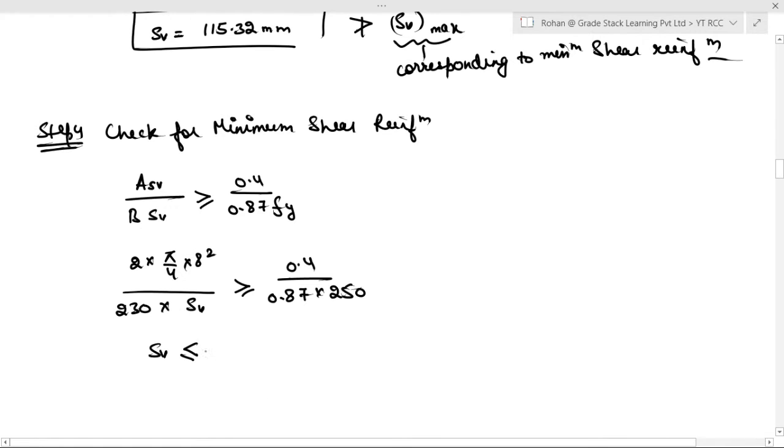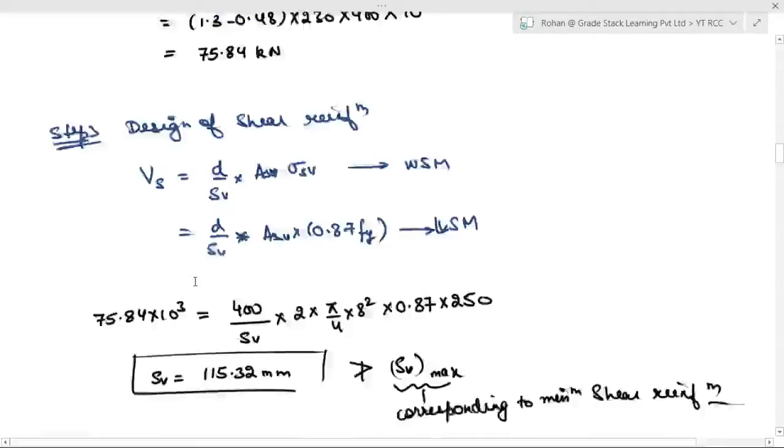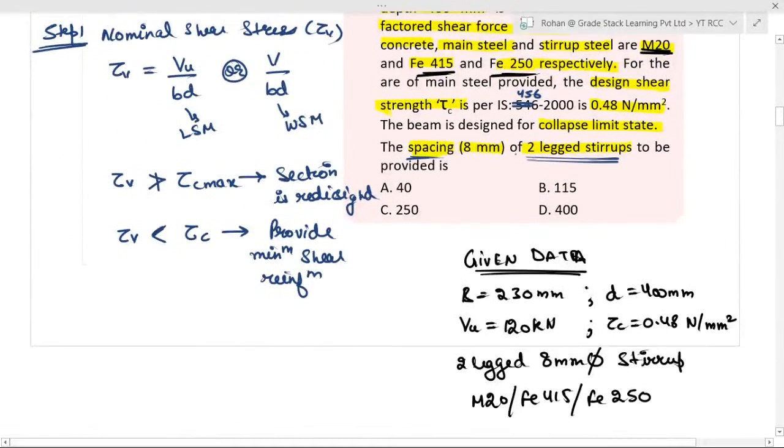Shall be less than or equal to 237.67 mm. So our Sv we have calculated is less than 237, so we will provide a spacing of 115. So B is the right answer, guys.